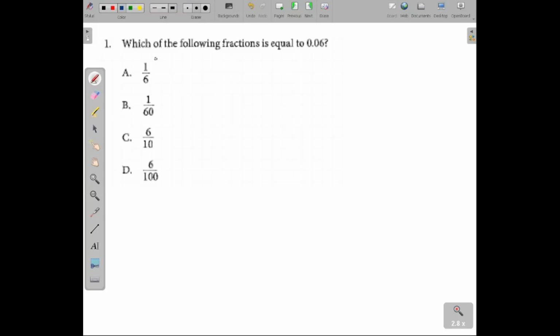Number 1. Which of the following fractions is equal to 0.06? So we have this decimal, and if we want to convert it to a fraction, we have to multiply and divide by something. Here we have a hint. What if we divide it by 100 and multiply it by 10^2?